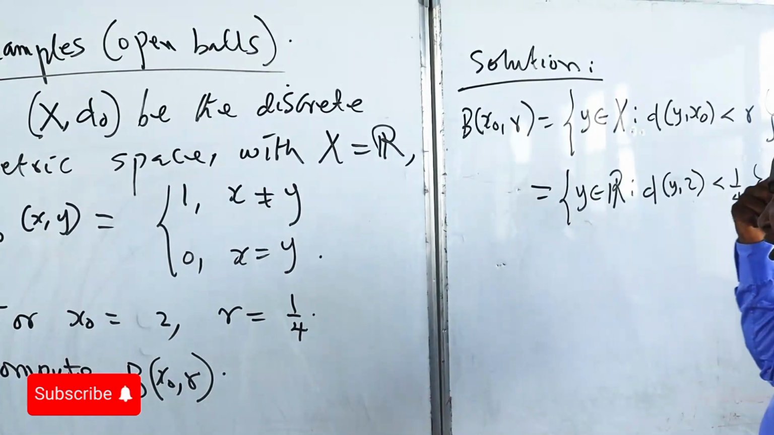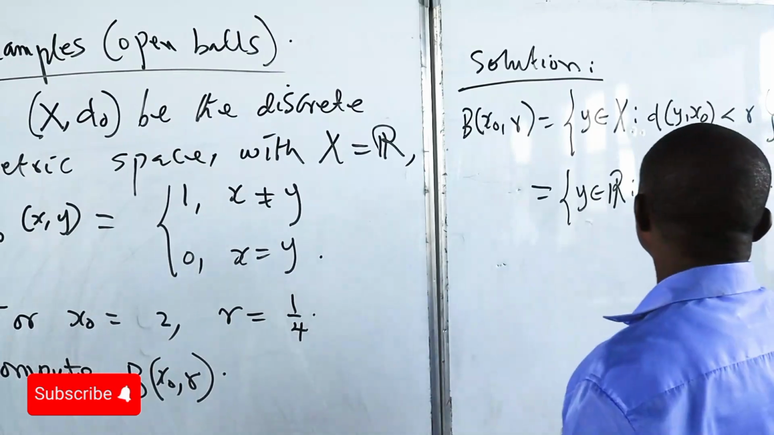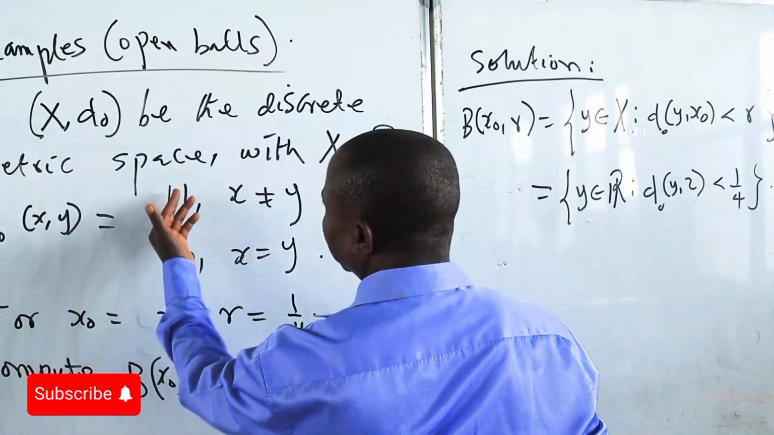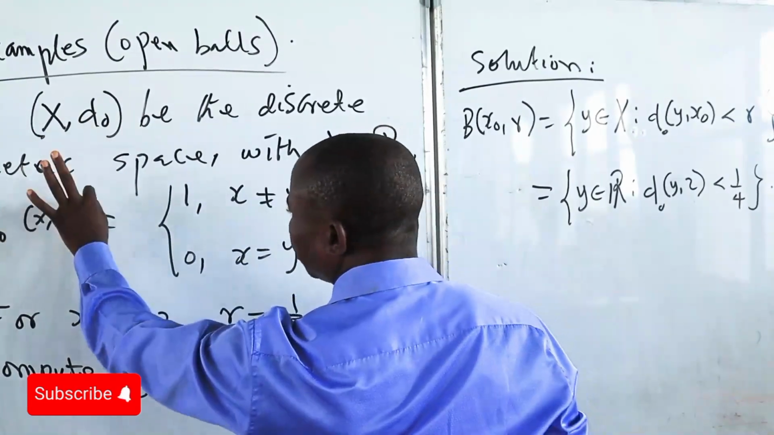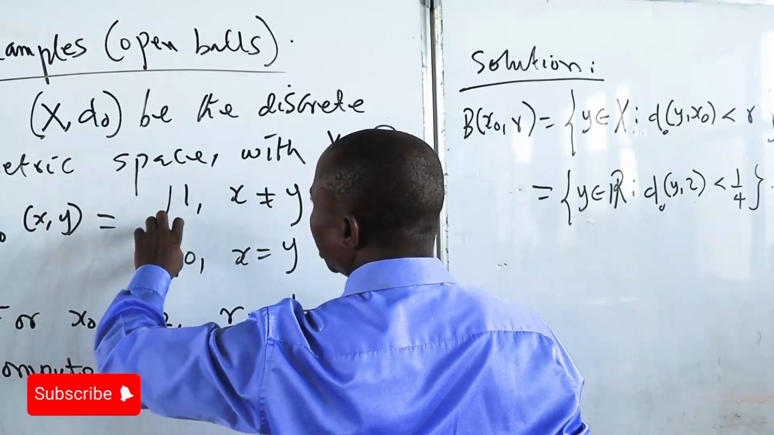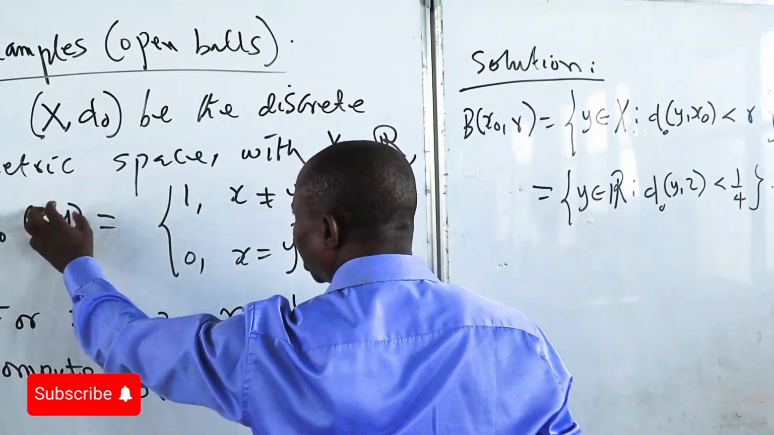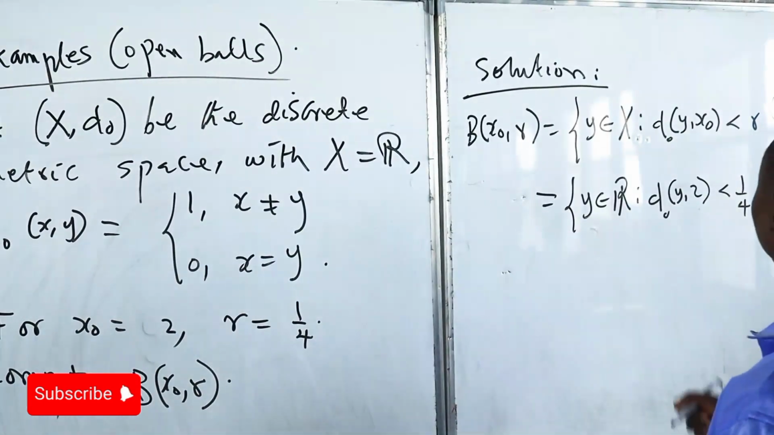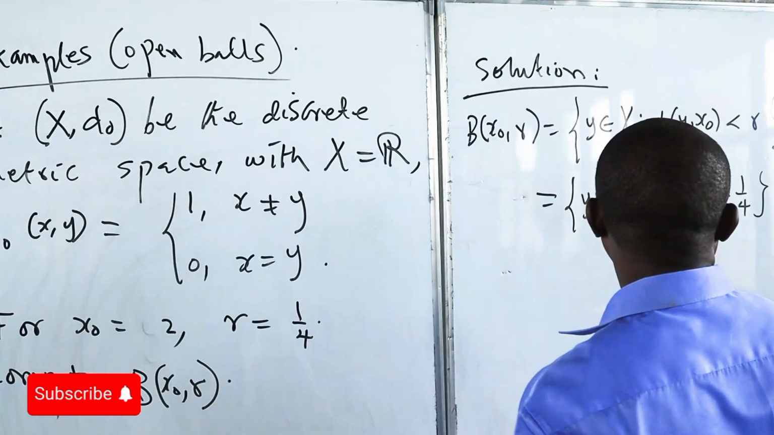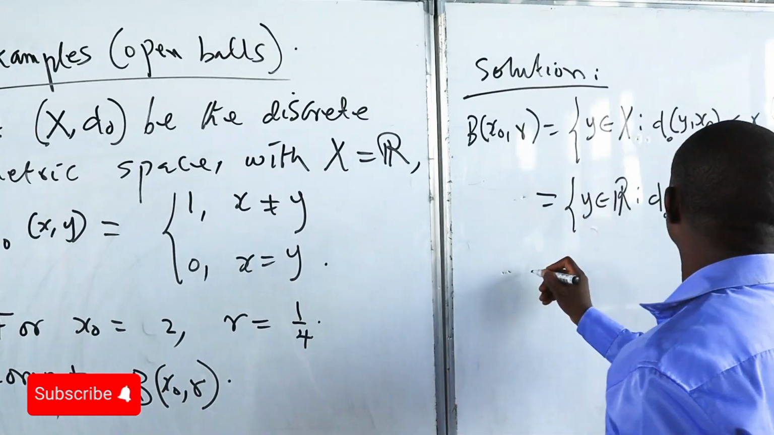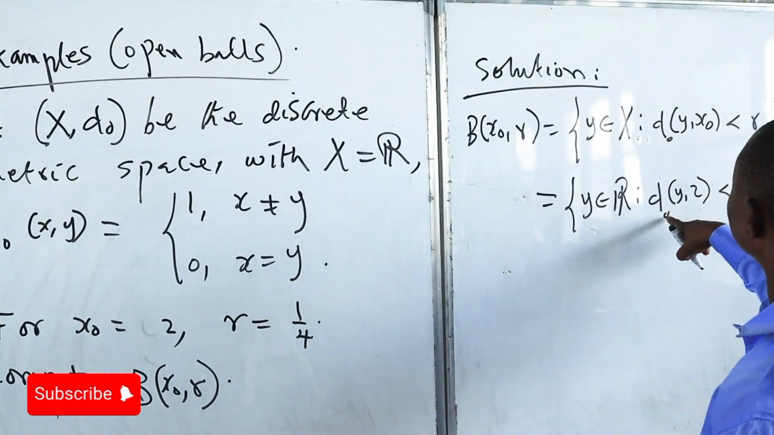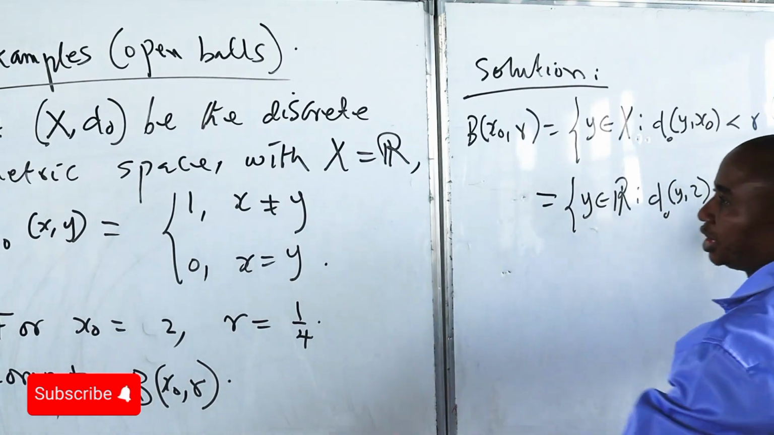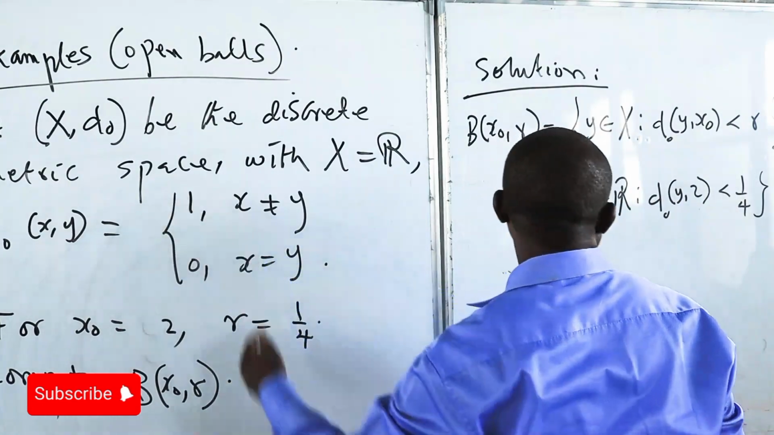The next thing we have to ask ourselves is this. How is d naught defined? This is how it is defined. It gives only 2 values. So for any 2 elements x, y, the image of this function on this particular element is either 1 or it is 0. And so if we use that, we see that here, the distance d naught of y comma 2 is already smaller than 1/4. And 1/4 is less than 1, this one standing here.